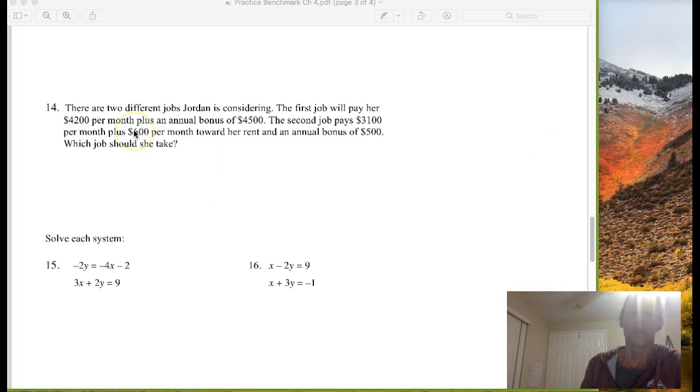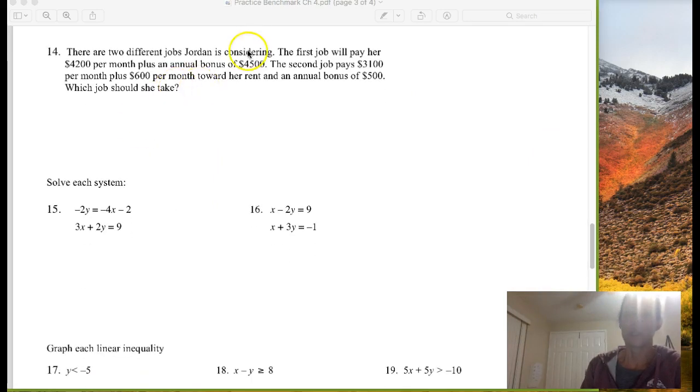All right, number 14. There are 2 different jobs Jordan is considering. Her first job will pay her $4,200 per month plus an annual bonus of $4,500. That's pretty good. The second job pays her $3,100 per month plus $600 per month towards her rent and an annual bonus of $500. Which job should she take?